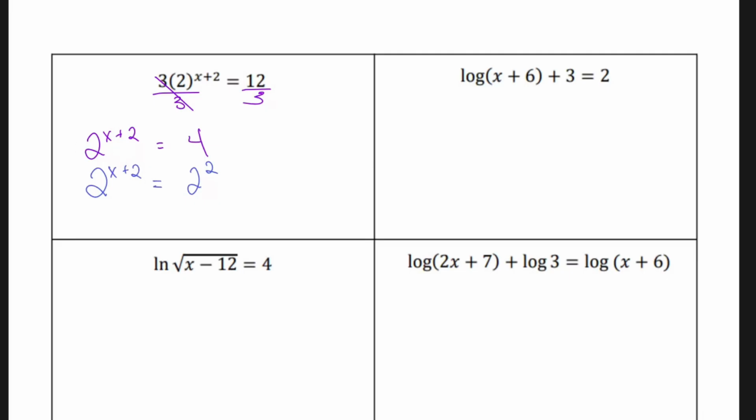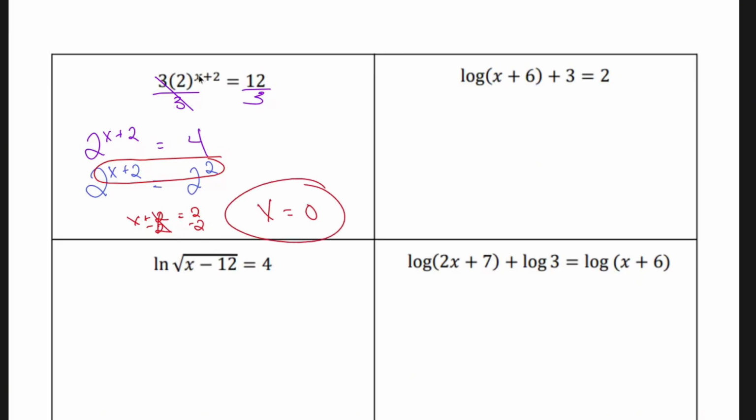When you equal terms of the same base, the exponents are also going to be equal to each other. So this becomes x plus 2 equals 2. Subtract 2 from both sides, x equals 0.